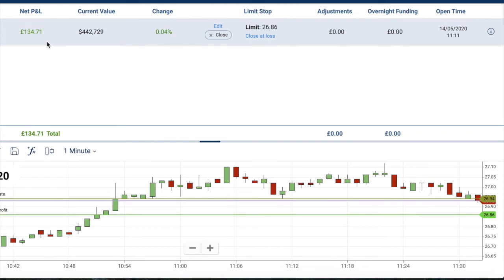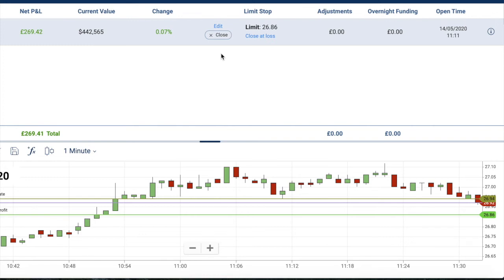Okay, so I'm at 134 there. I could close if I wanted to, but I want to hang on. I want to see this go down. 269 profit, 41. It's going down even further. I'm watching it now to make sure.